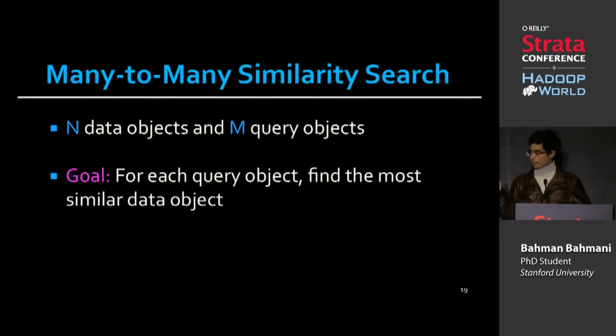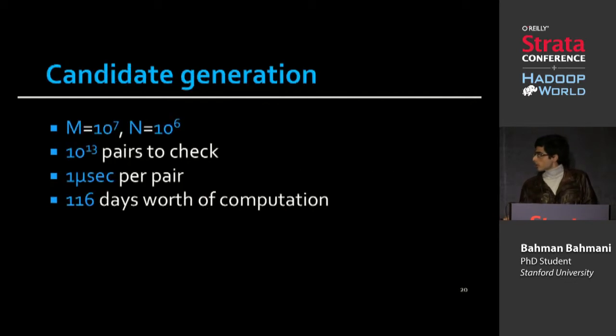We'll particularly focus on the problem of many-to-many similarity search, in which we have n data objects. These can be, for instance, the images posted on Facebook in the last week. And m query objects, so these can be the images posted on Facebook during the last day. Our goal is that for each query object, we want to find the most similar data object. So for each image that was posted since yesterday, we want to find the most similar image that was posted since last week. The main problem here is that of candidate generation.